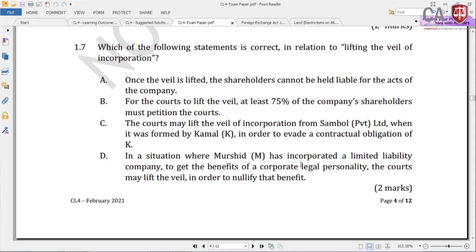D: in a situation where Murshid has incorporated a limited liability company to get the benefits of corporate legal personality, the courts may lift the veil in order to nullify that benefit. No, that is wrong, because anybody can incorporate a company, and it is generally incorporated with corporate legal personality in order to obtain certain advantages or benefits. Therefore, the court will not lift the corporate veil to nullify that benefit. So the answer is C.